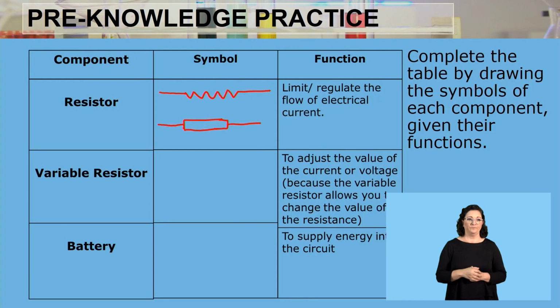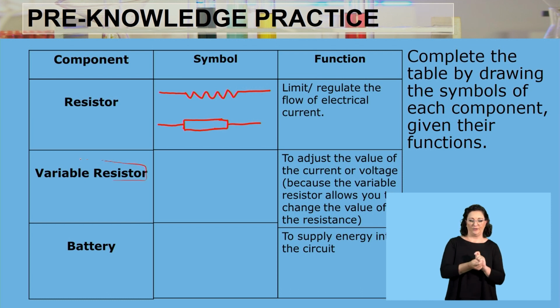Now the next one is a variable resistor. We now need to draw a symbol for a variable resistor, and its function is given there, that it is to adjust the value of the current or the voltage. Why does it do that? Because the variable resistor allows you to change the value of the resistance.